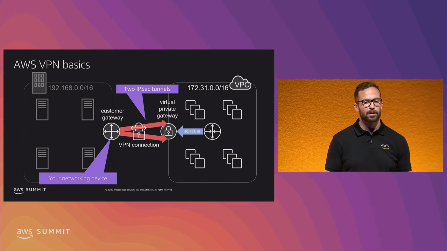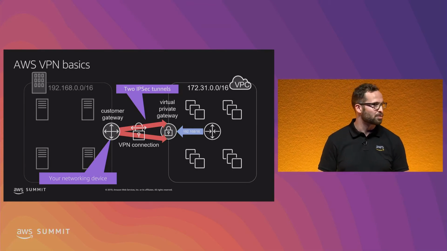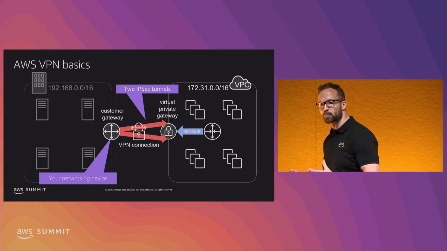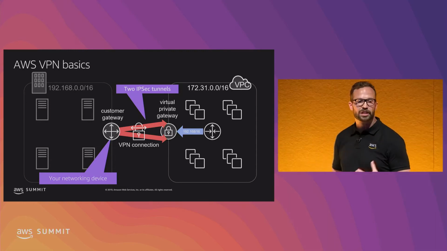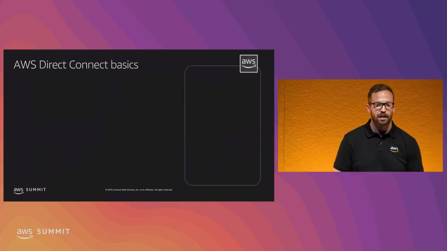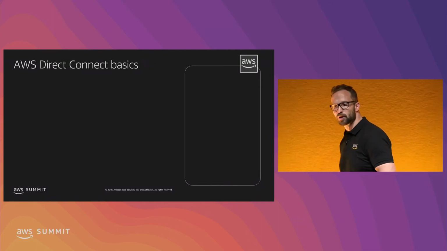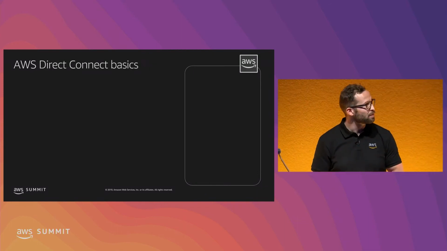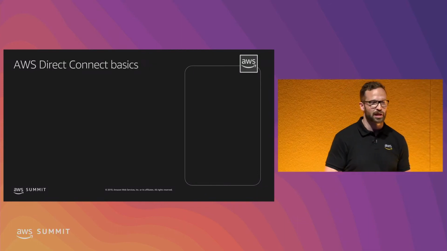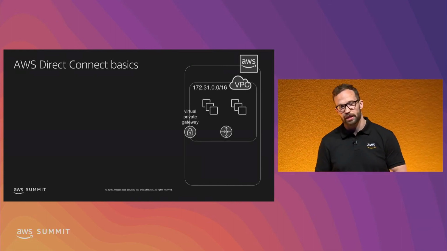So VPN is great, but because it often runs over the internet, you might sometimes have some unpredictable experience. So if you want more predictable and consistent experience for your connectivity to AWS, that's where you would look at AWS Direct Connect. And here, first of all, we're going to zoom out a little bit from our VPC and look at the larger AWS cloud. And then inside, we have our VPC we created earlier.